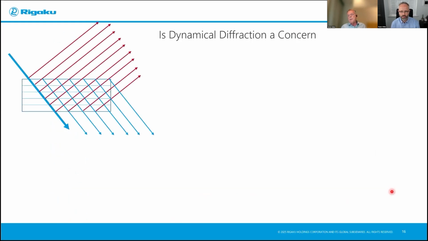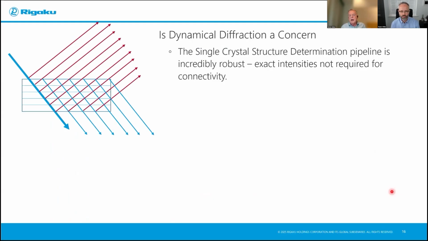So I wasn't sure when I put this presentation together that I really wanted to get into any technical details, but as dynamical diffraction comes up all the time when you talk about electron diffraction, if you go to your colleagues and you say, oh, look, I'd like to do some electron diffraction, what do you think? Pretty much the first response is going to be, well, you know, you've got these dynamical effects, you're going to have troubles sorting things out. But in reality, it turns out that the single crystal structure determination pipeline is really incredibly robust, and you don't typically need exact intensities in order to achieve connectivity.